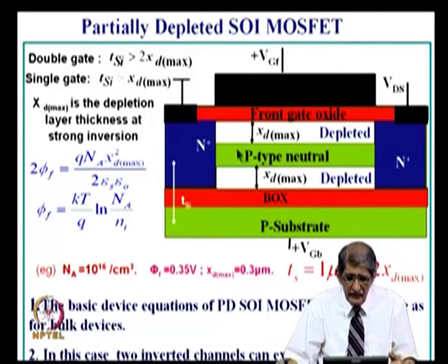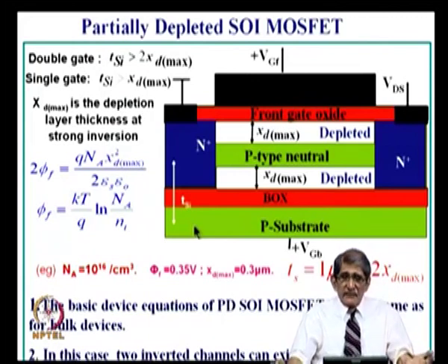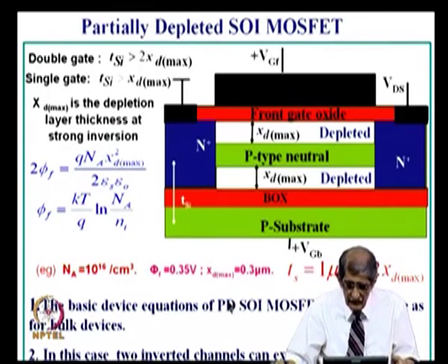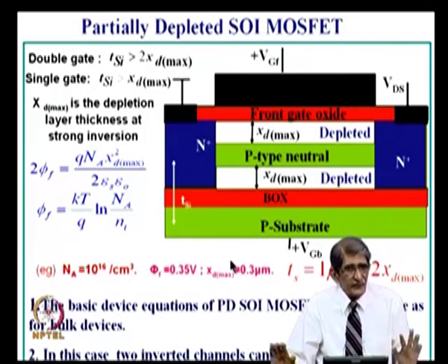So, in this example, if the T silicon total from this layer is 1 micron, the top depletion layer will be 0.3, the bottom depletion layer will be 0.3, and you will have 0.4 micron thickness undepleted. So, this is a partially depleted case. Basic device equations for partially depleted, that is PD SOI MOSFETs, are the same as those of bulk devices. There is no difference. So, we do not have to discuss anything more.